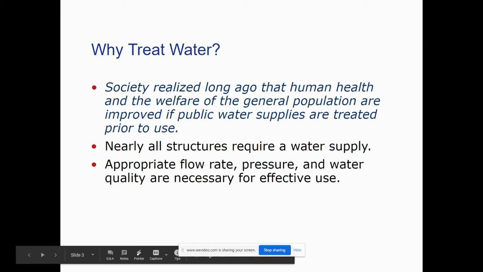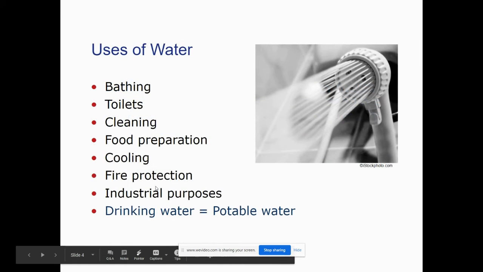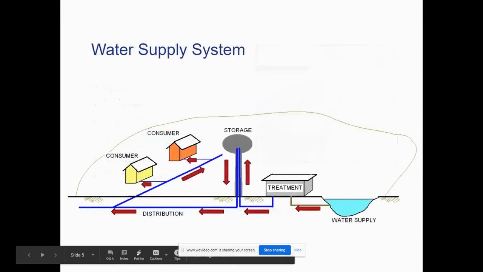So why we treat water. A long time ago, we realized that we need water for survival. Almost all structures, whether residential, commercial, or industrial, need water. Some of the important things they need are proper flow rate, pressure, and quality to be useful. Some of the general uses we primarily use water for are bathing, toilets, cleaning, food preparation, cooling, fire protection, and industrial purposes. But the really big important one here, at the bottom, is drinking water. Drinking water is by far the most important use of water in our society.